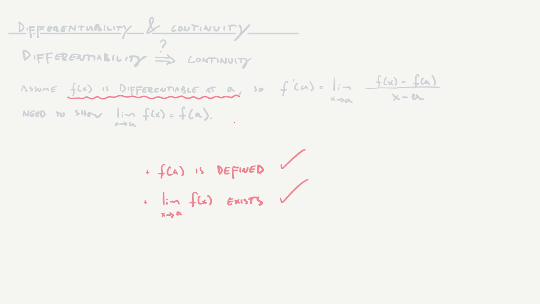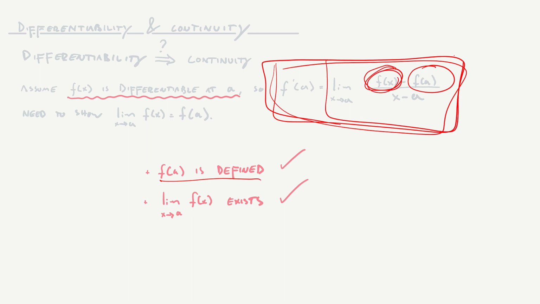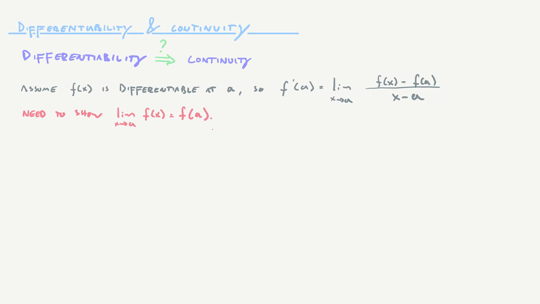If f of x is differentiable, we know this exists. And in order for this limit to exist, f of a has to be defined. It shows up in the limit. The limit as x approaches a of f of x has to exist. Those things need to be true in order for f prime to even be a thing here. So these are already satisfied, which means the only thing we need to show to prove that this thing is continuous at a is the limit as x approaches a of f of x is equal to f of a.